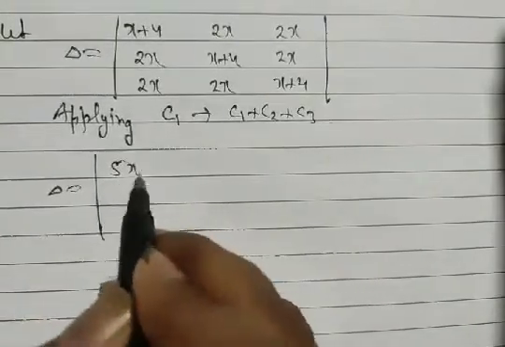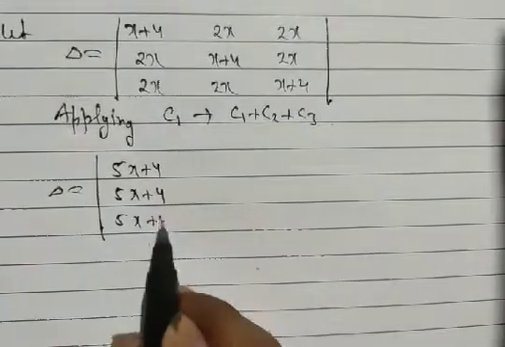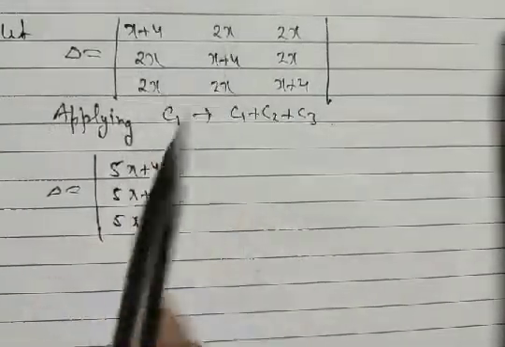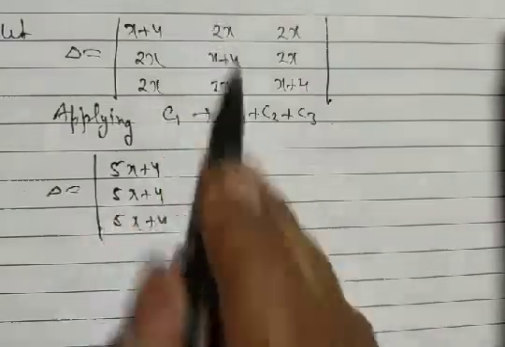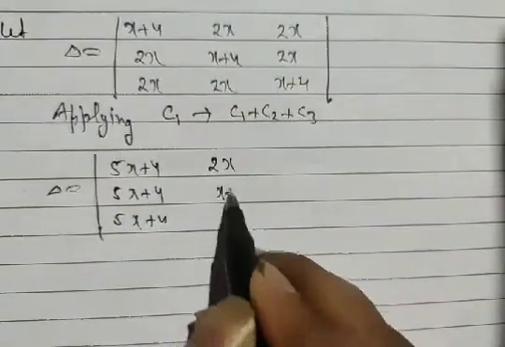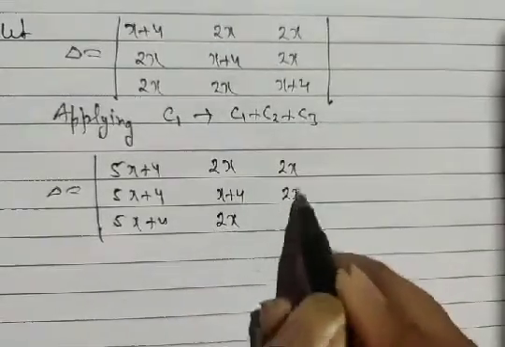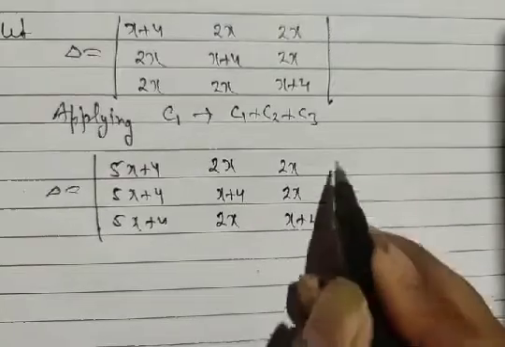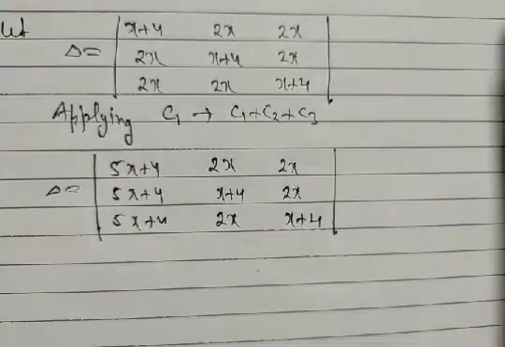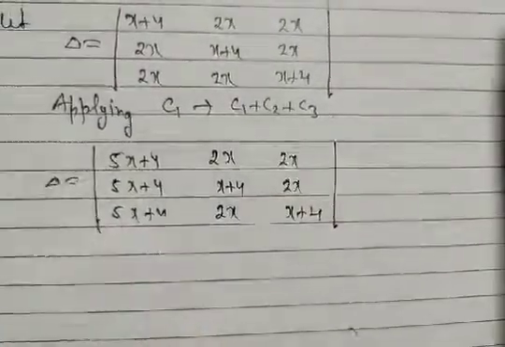5x plus 4, 5x plus 4, 5x plus 4. When we add all columns, we have 5x plus 4. There is no change in C2 and C3. Write down C2 and C3 as usual: 2x, x plus 4, 2x; 2x, 2x and x plus 4. Now we need 5x plus 4, so we are going to take out 5x plus 4 from column C1.